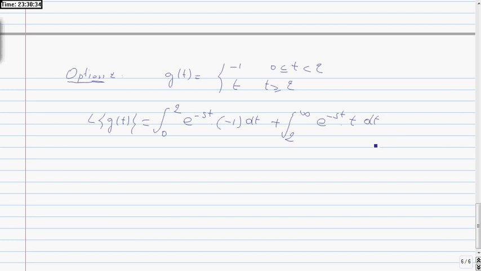In other words, if I have a piecewise function, I have two choices. Either I write it in terms of unit step functions and apply the second translation theorem, or I just go back to the definition and integrate with different pieces, depending on how many parts I have in the piecewise function.